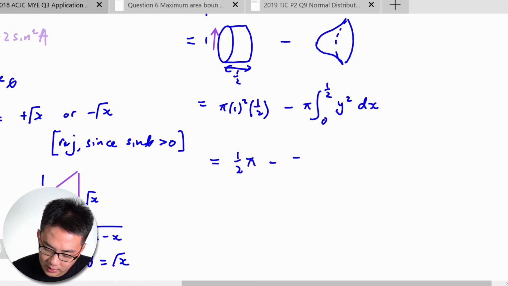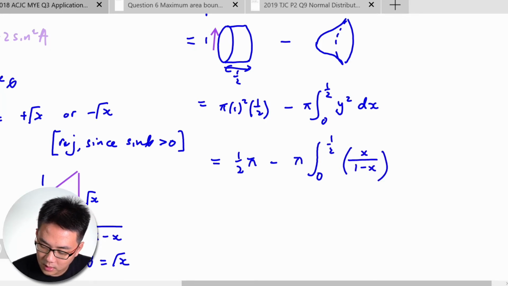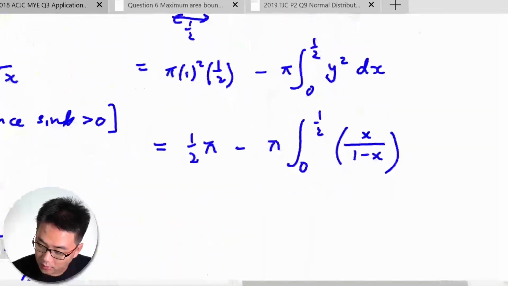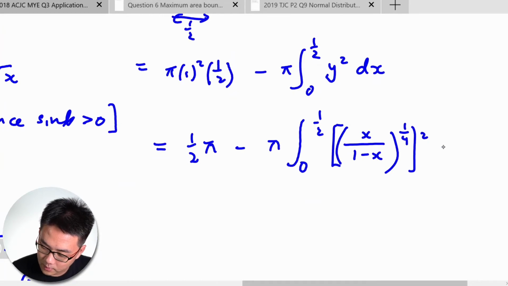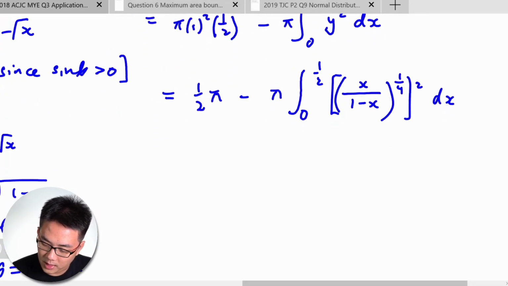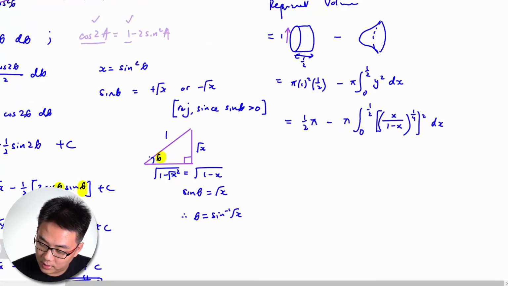half pi. Did they want exact? Oh yeah, they want exact. So this will be 0 to half, the power of 4 which is x over 1 minus x, right? 1/4, square it. So it's actually just the integral that we found just now.